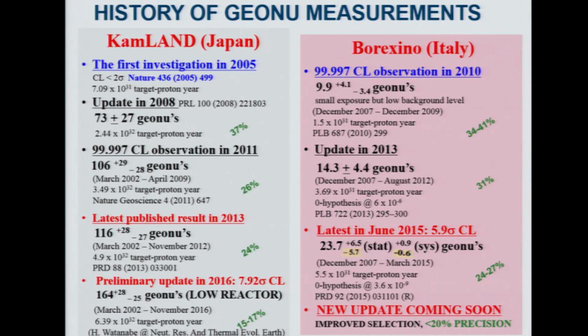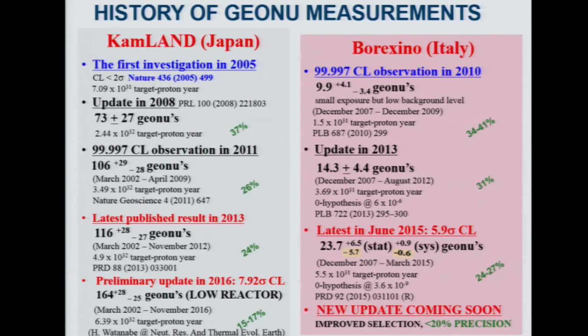Here is the summary of all published and released measurements of geoneutrinos, both from KamLAND and Borexino, with the rough precision of the measurement, just the error divided by the mean value. You can see that we started from some higher error, and there was also, in 2016, a preliminary update from KamLAND, presented by Hiroko Watanabe. And due to the low reactor antineutrino background, they really obtained very nice results, and we are looking forward soon to the published version of this result.